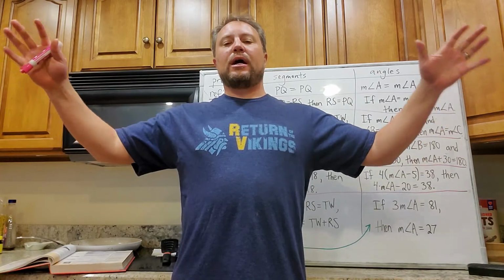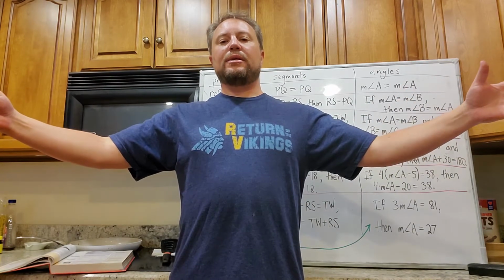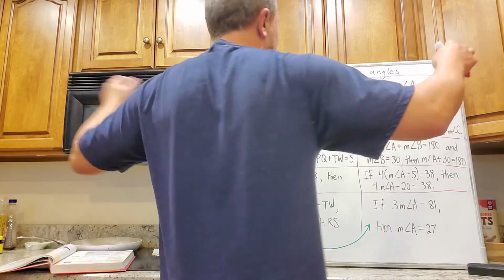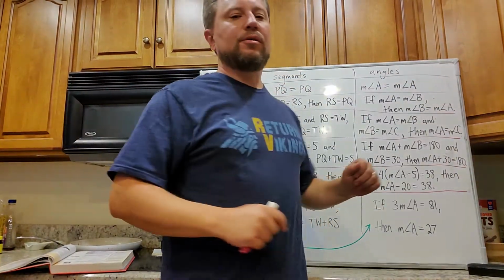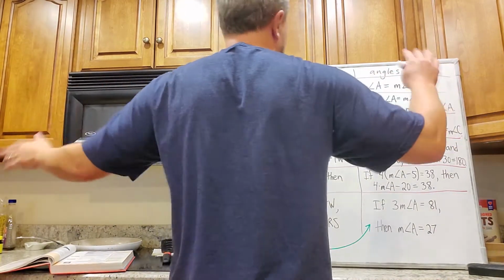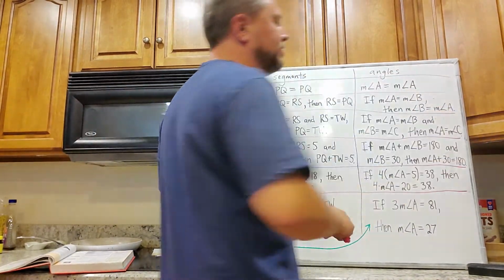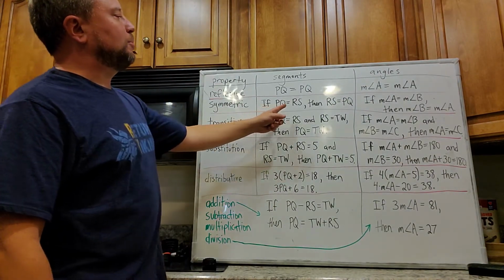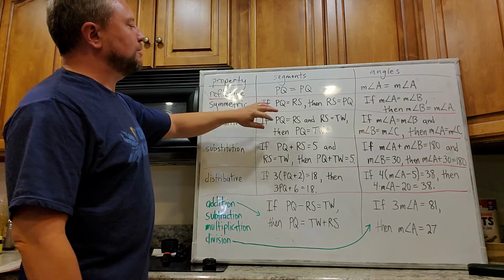So if I face this way, you know, that'll be the same thing as saying that if I were to flip around, I'd still be equal on both sides. You know, so my arms were equal here, and even if I flip it around, my arms are still equal on this side. Okay, so here's some examples of segments and angle ones.